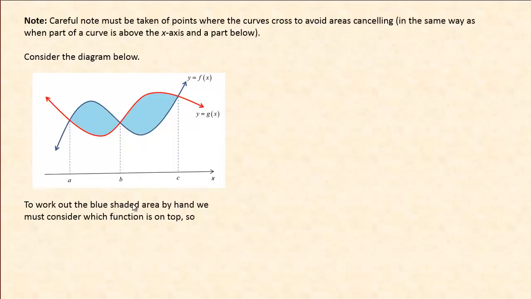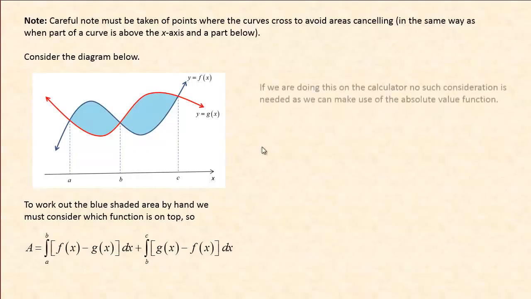To work out the blue shaded area by hand, we must consider which function is on top. So, the area would be the integral from a to b of f of x minus g of x, because f of x is above g of x here, plus the integral from b to c of g of x minus f of x, because we note that g of x is above between b and c.